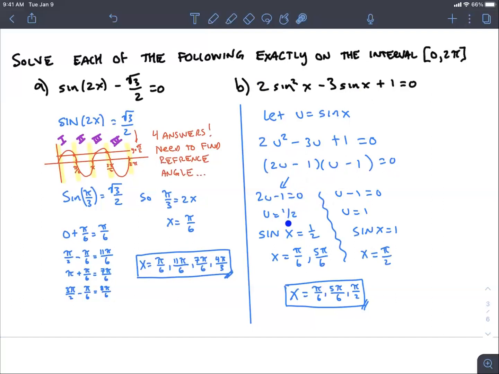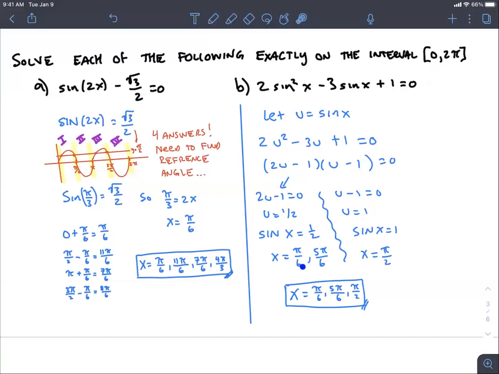So then you solve this for u, you get u as 1/2. You solve this for u, you get u as 1. And then let's plug back in what u is equal to, the sine of x. So the sine of x equals 1/2. So then you're looking back and trying to find a place where the sine of x is 1/2. But remember, you're doing it on this interval from 0 to 2 pi. So it isn't just pi over 6. The triangle gives you pi over 6.